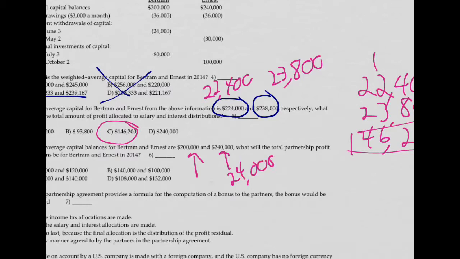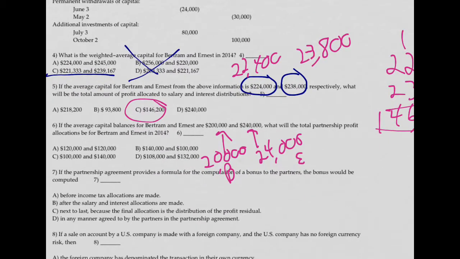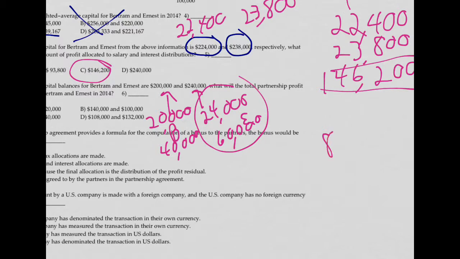And of course this is Ernest, so put E down there. 20,000 here. That's Bert. Salaries are 40 to Bert. So let's just do Bert. 40 to Bert, salary. That gives him 60. Now we'll do 60 here because that's Ernest's salary. That gives us 84,000 to Ernest so far.